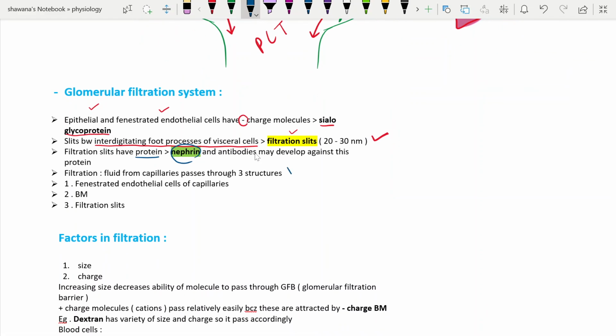So, in conclusion, the filtration, in order to be formed, has to pass through three structures: the endothelial cells of the capillaries, after that the basement membrane, which is about 70 to 100 nanometers, and the filtration slits present between the foot processes of podocytes, which are 20 to 30 or 40 nanometers in width.